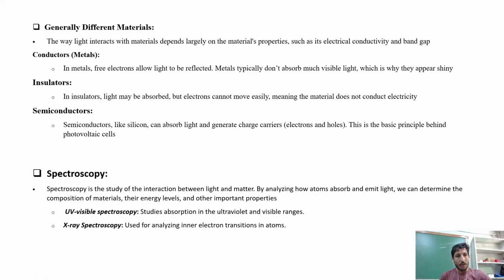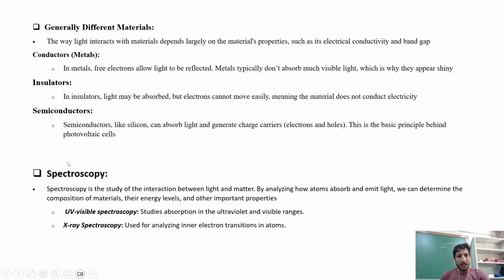In metals, free electrons allow light to be reflected. Metals typically don't absorb much visible light, which is why they appear shiny. In the case of the insulator, light may be absorbed, but electrons can't move easily, meaning the material doesn't conduct electricity. And in the case of the semiconductor, silicon can absorb light and generate charge carriers, electrons and holes. This is the basic principle behind photovoltaic cells, behind solar cells.